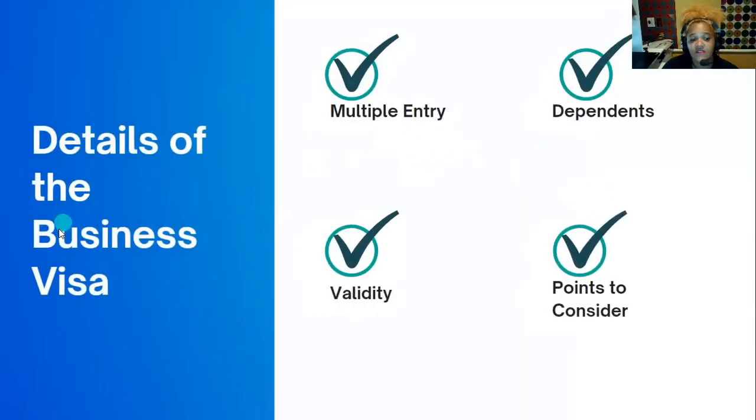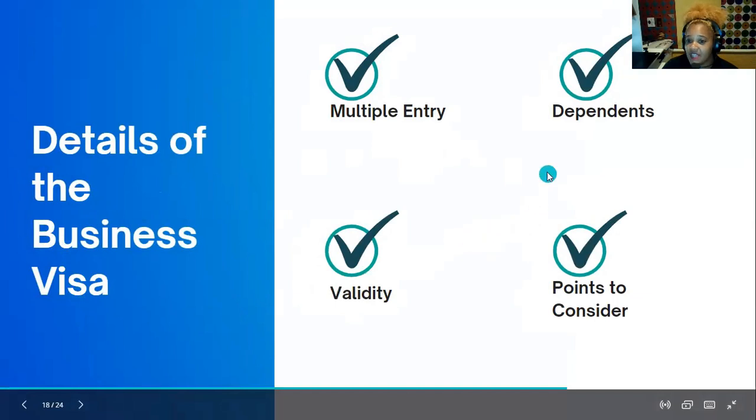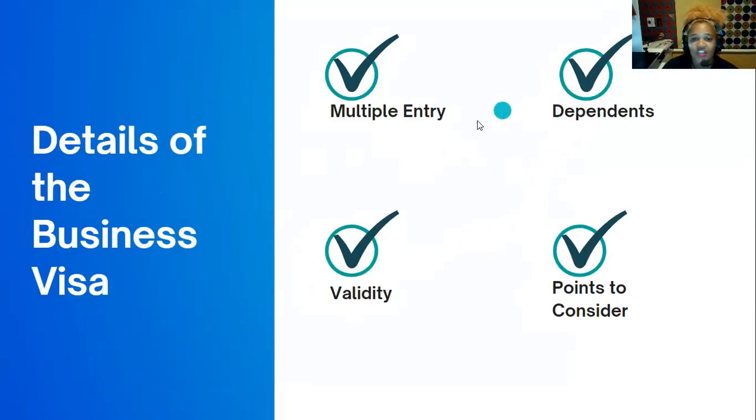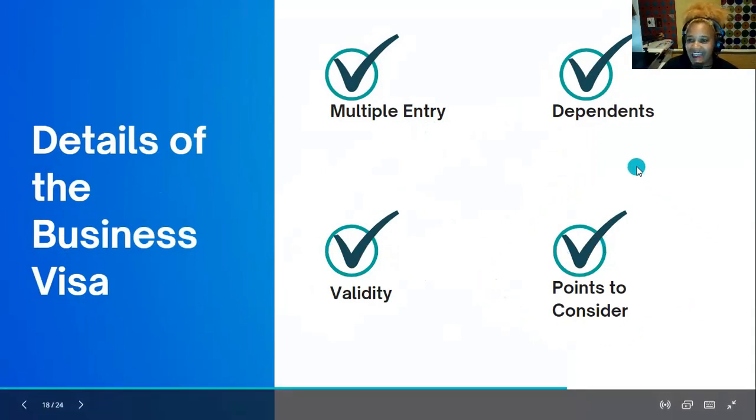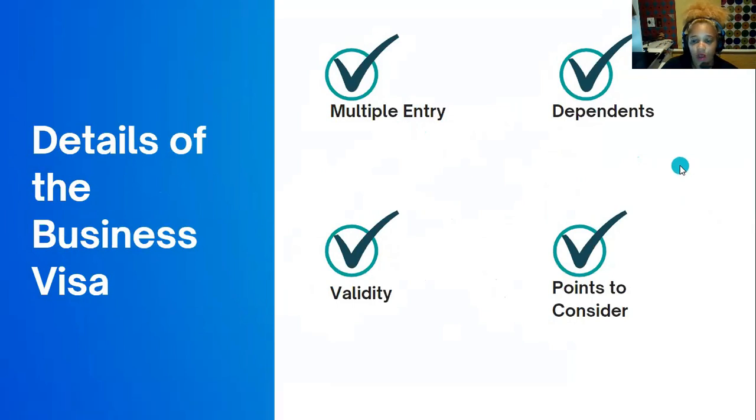So the details of the business visa are all pretty much the same. You can have dependents. There's definitely multiple entry, fidelity, and points to consider are the things that I talked about already, which is your difference in your years that we talked about, as well as making sure that everything is set up for you to go.